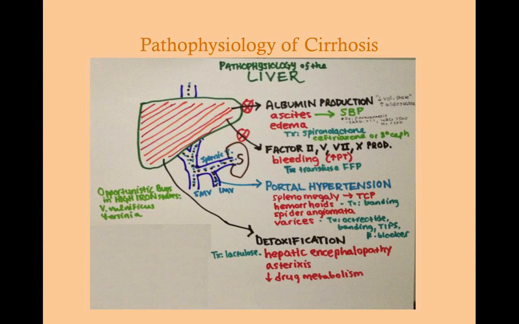Now, why would you give spironolactone? Why wouldn't you just take off the fluid? Well, what happens when the albumin production drops off is that you're getting third spacing of fluid. So when the fluid moves into the peritoneum or into the interstitial space, you're getting essentially a volume depletion because fluid is moving out of the vessels.